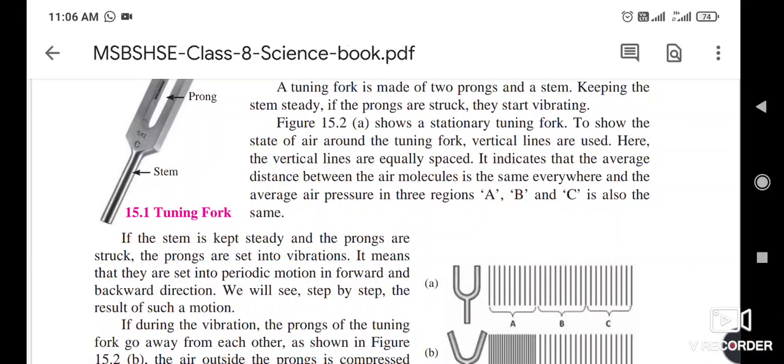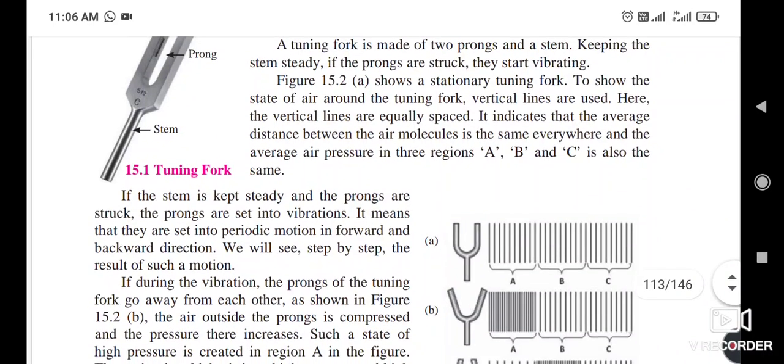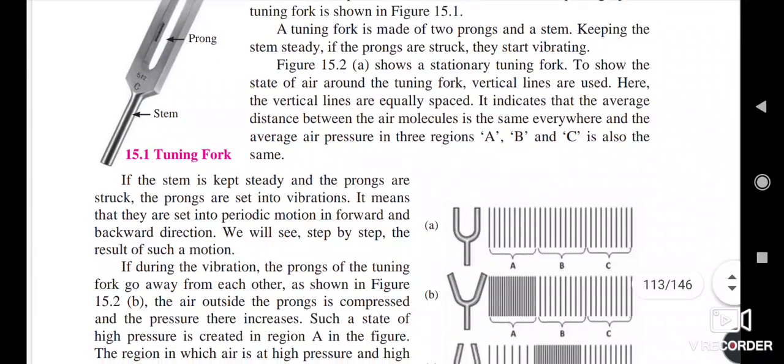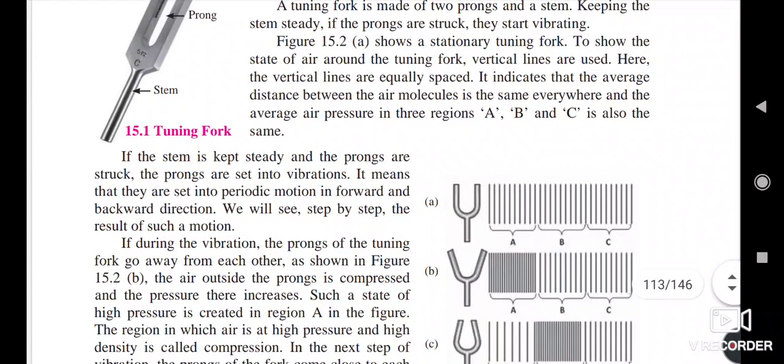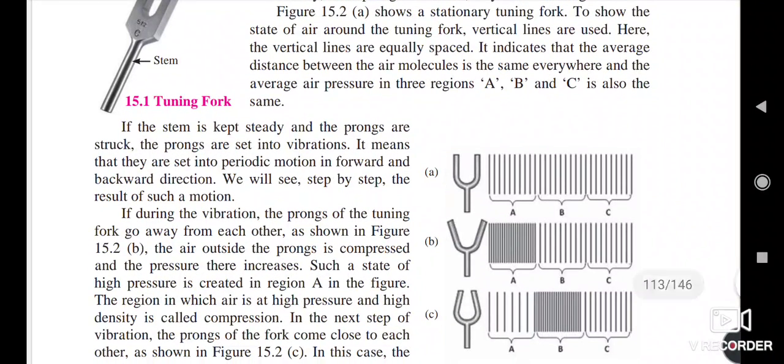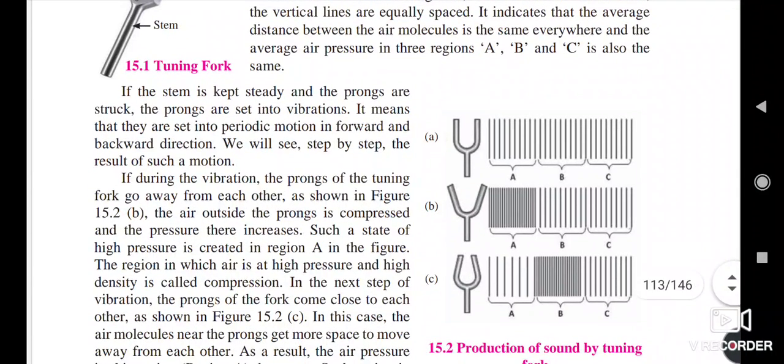To show the state of air around the tuning fork, vertical lines are used. Here, the vertical lines are equally spaced. It indicates that the average distance between the air molecules is the same everywhere and the average air pressure in the three regions, that is A, B and C, is also the same.